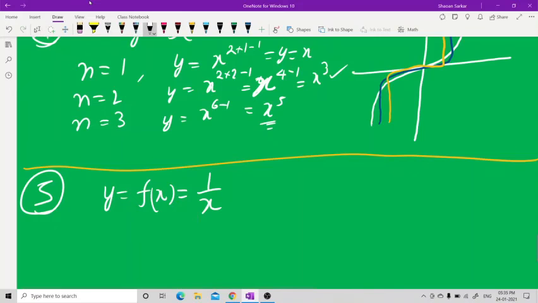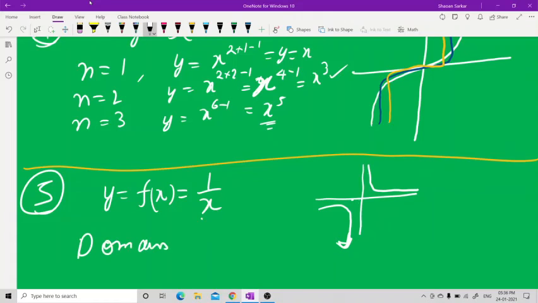Here, see one thing, the graph will be symmetrical about the first and the third quadrant. It will be like this, and it will be like this. This is for x to the power of 1 upon n. At 0 it will be infinity. On the right side of 0, it will go to infinity, and on the left side of 0, it is going to minus infinity.